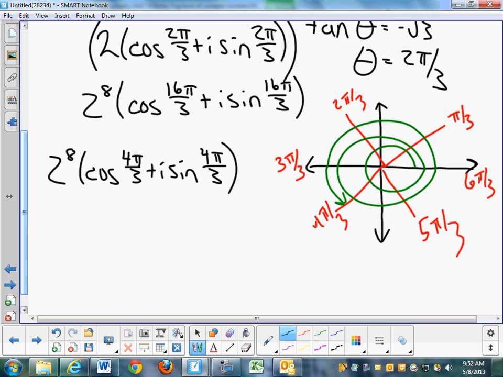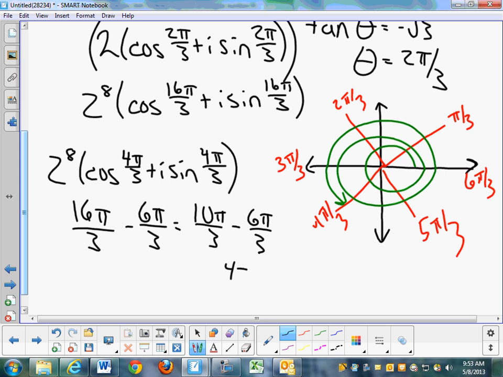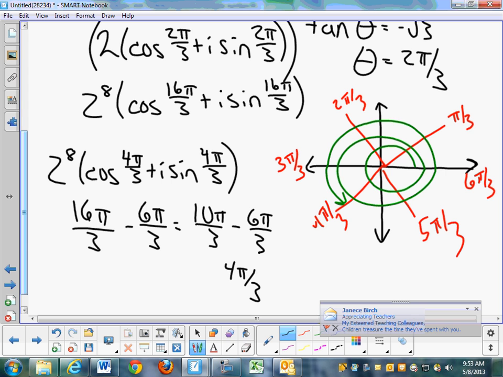Now, one last thing I want to state here, though, is you don't necessarily have to draw that. I feel like that's helpful for people to see that. Really, you're just taking 16 pi over 3 and you're subtracting off 360 degrees each time, right? So if you subtract off 360 or 2 pi or 6 pi over 3, you get 10 pi over 3, right? Well, is that between 0 and 360? No, so we subtract off 6 pi over 3 again, and you get 4 pi over 3. So that's what we're doing mathematically. Those are called coterminal angles that we did back in the 5.2 lesson.